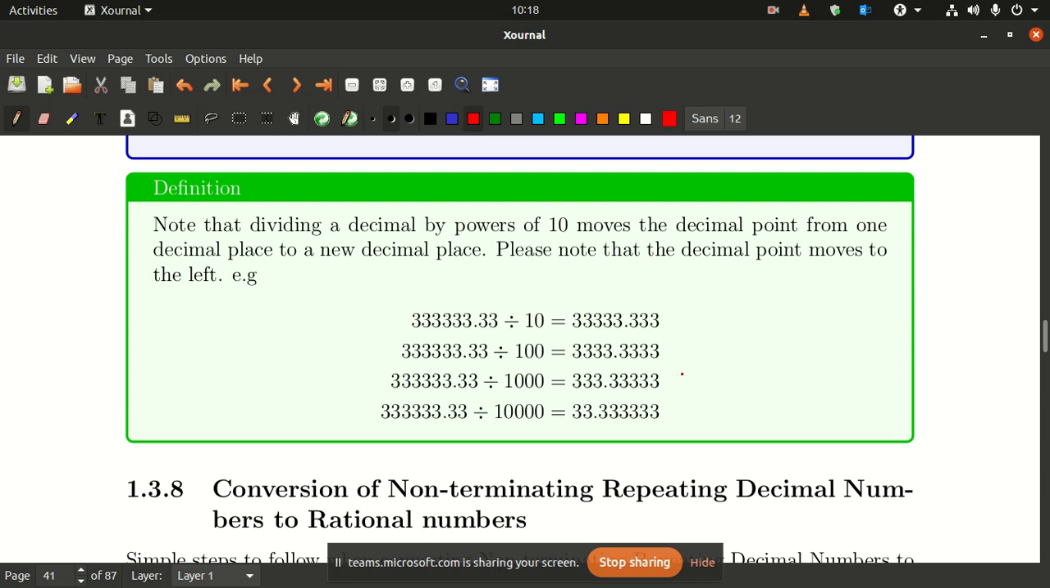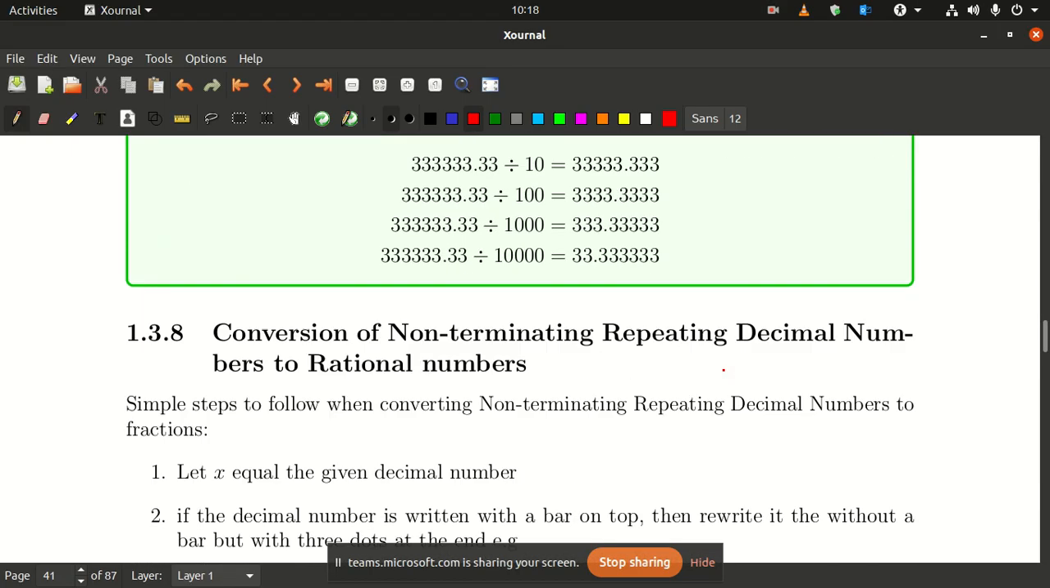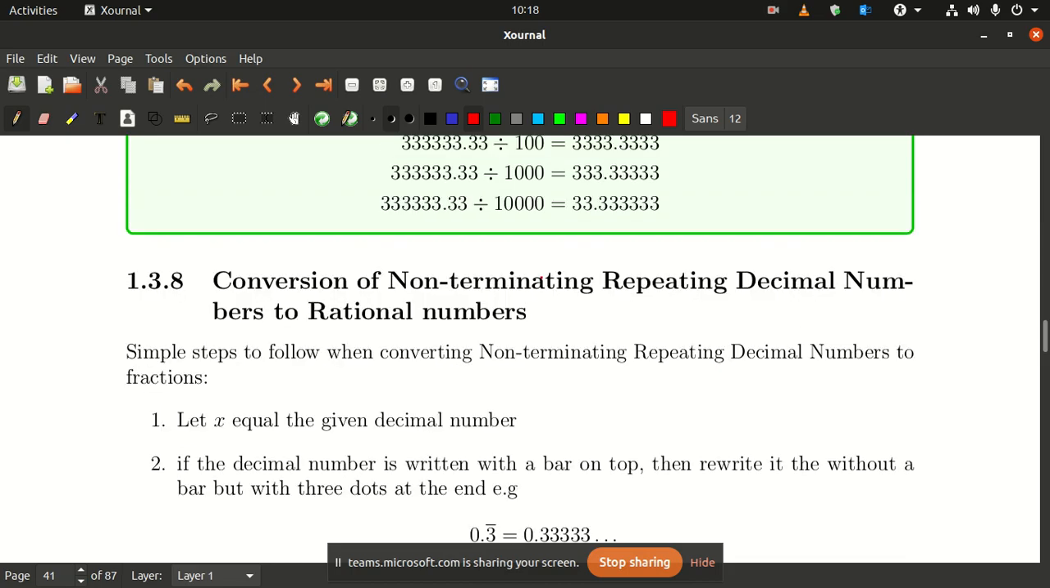I want us now to focus on something that has 7 marks and above. It always comes out in the exam, always comes out in the test. Of course, it is one of the long answer questions. That is what is interesting about it. Conversion of non-terminating repeating decimal numbers to rational numbers.